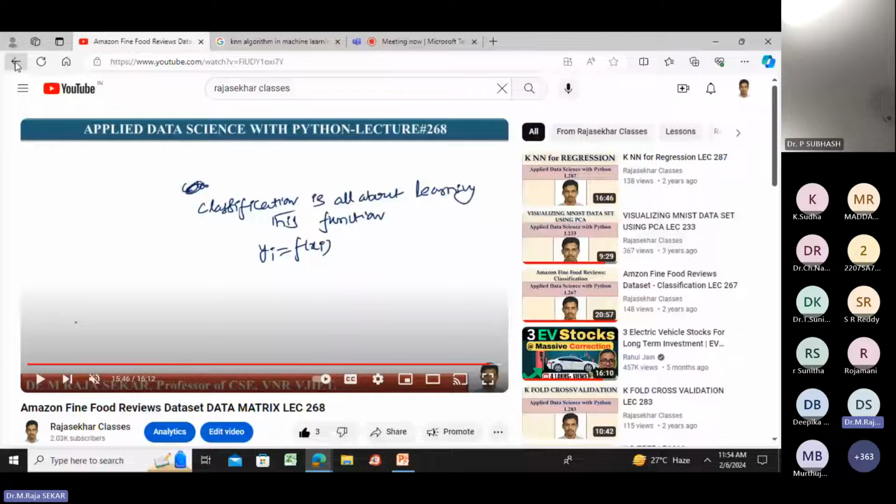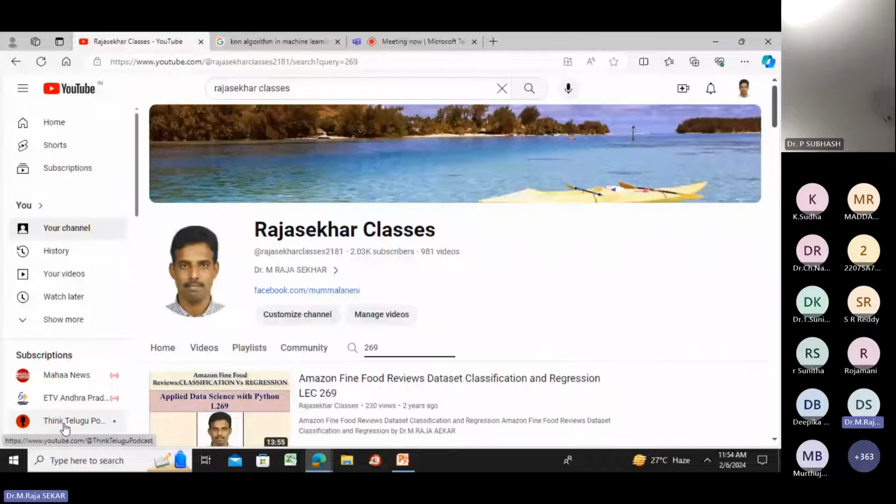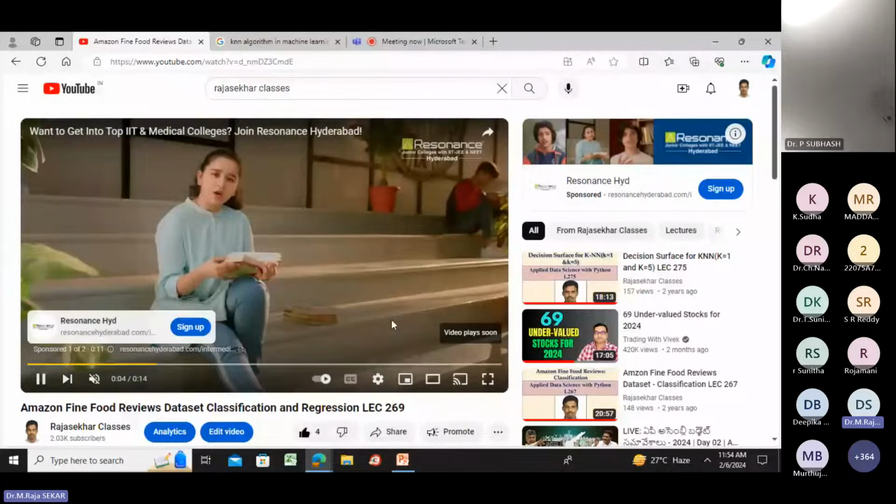This is 268. Let me go to 269, what it says. Yes, classification. Till now we discussed how classification works. Classification works means we discussed the data set. We were saying that you have a training data set, you have to build a model F. Here in this context, F means the k nearest neighbor algorithm.